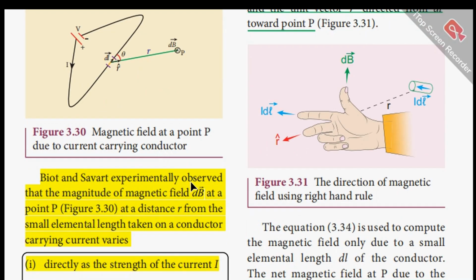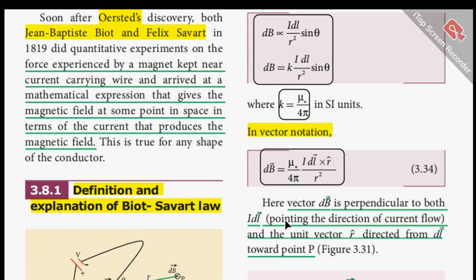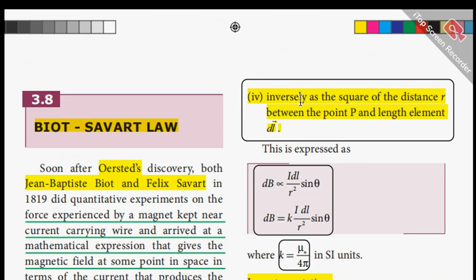Biot and Savart experimentally observed that the magnitude of magnetic field dB at a point P at a distance r from the small element length taken on a conductor carrying current varies directly as the strength of the current I, directly as the magnitude of the length element dl, directly as the sine of the angle theta between dl and r, and also inversely proportional to the square of the distance r between the point P and length element dl.